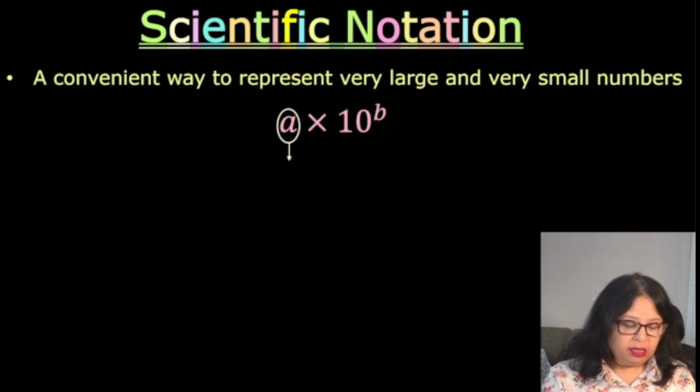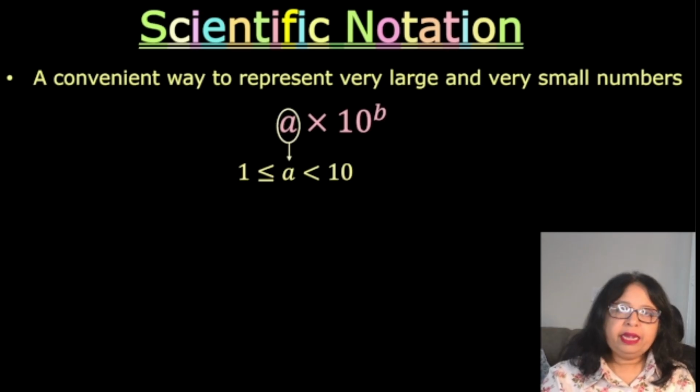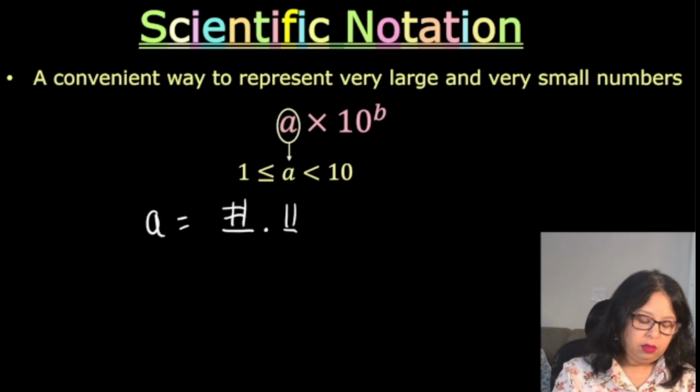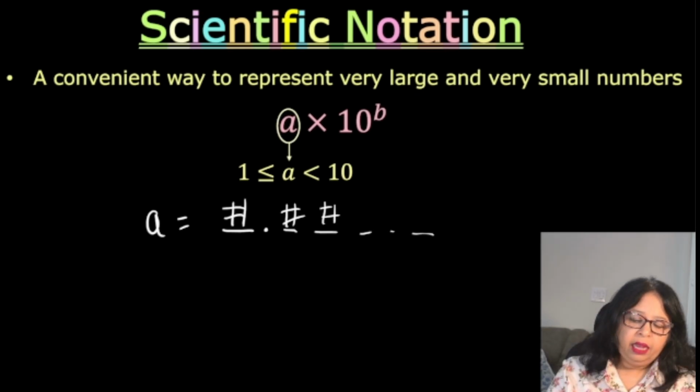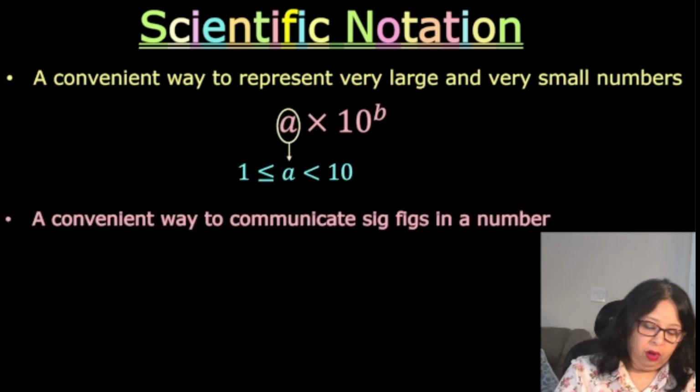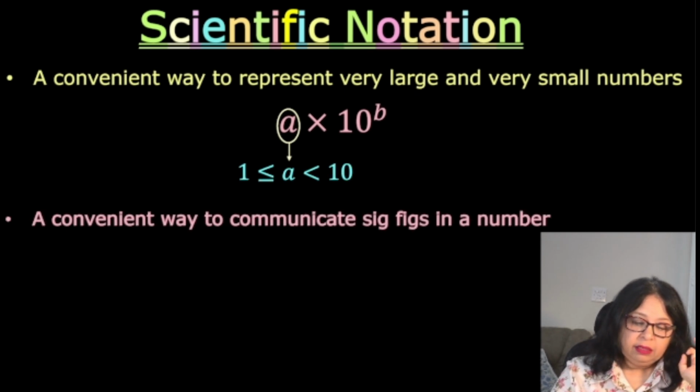Now this a, the coefficient, can't have just any random value. It must lie within this range. a must be equal to or greater than 1, but must be smaller than 10. So a will always be some non-zero digit, then the decimal, followed by some other digits. And after the decimal, you could have any number of digits. Next, scientific notation is a very convenient way to communicate significant figures in a number.